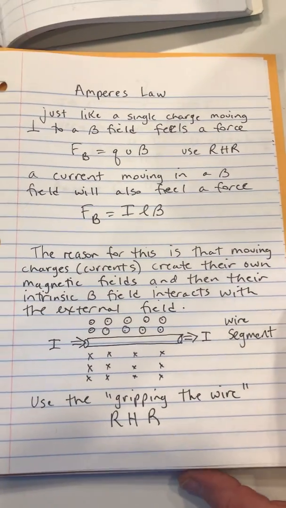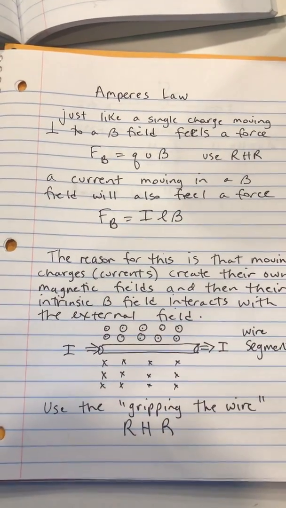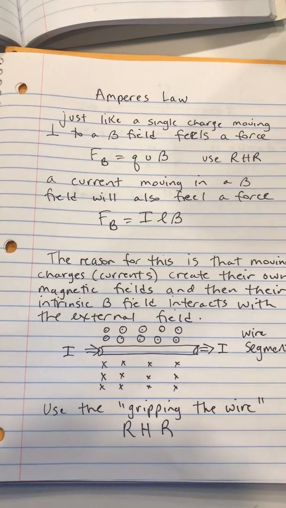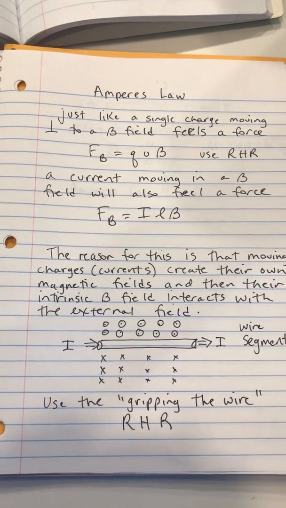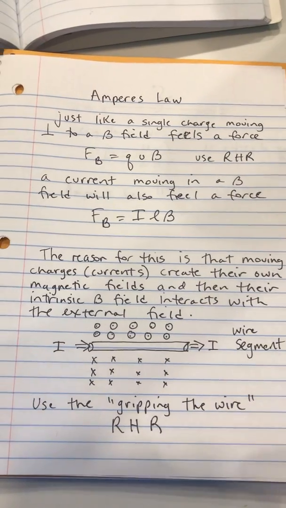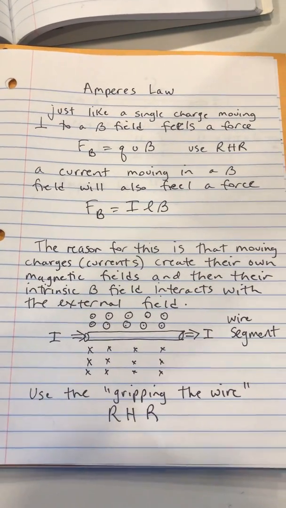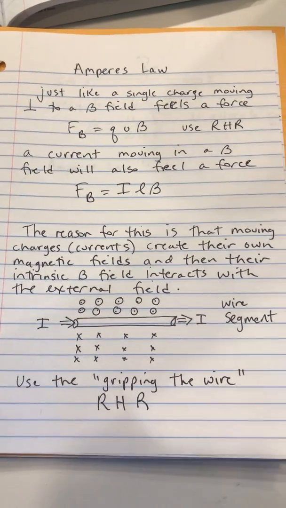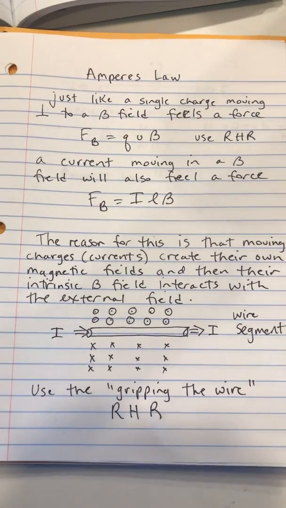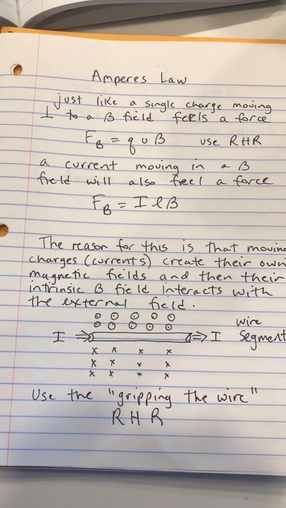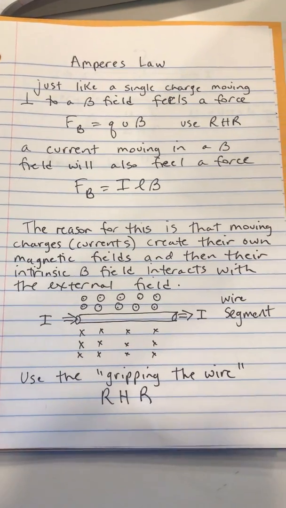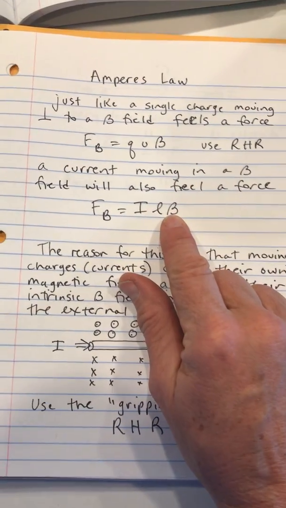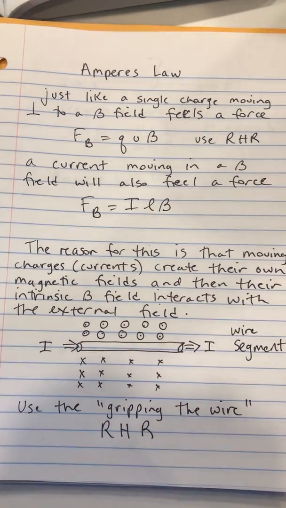All right, anyhow. Okay, why does a current moving in a magnetic field feel a force? Did you ever ask yourself that? Well, the reason is that moving charges and currents create their own magnetic fields. And then their magnetic field, their intrinsic magnetic field that they create, interacts with this external magnetic field. The two magnetic fields interact.